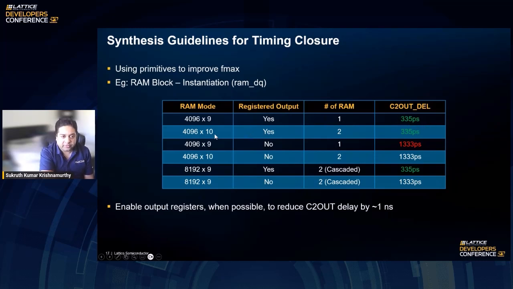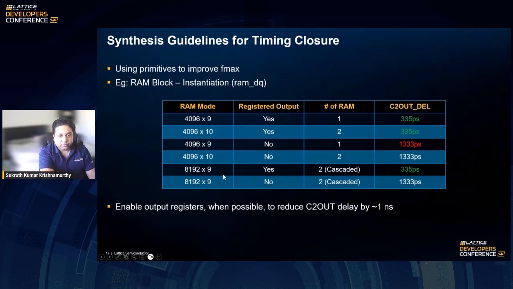In case you use a width of 10, 2 RAMs are used, but again, in this output register case, the C2 out delay would just be 335 picoseconds. But if you have not used the output register, the same primitive would give you a C2 out delay of 1333 picoseconds. This increases the C2 out delay, thus having a long path or a critical path. If you look at more examples here, a 4096 by 10, the same thing, if you have not used the output register, it is 1333 picoseconds, which is quite a large C2 out delay.